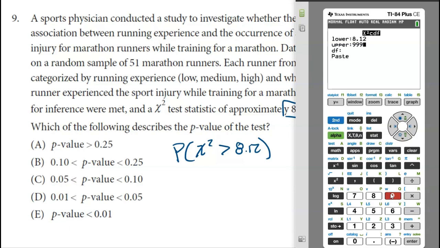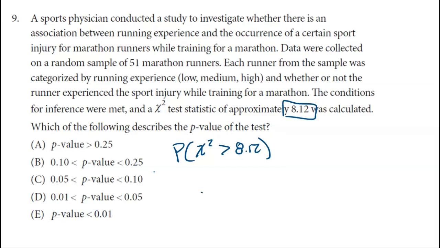Now, here's the trick. What is my degrees of freedom? So many people want to do sample size -1 or maybe sample size -2. No, for categorical data when we're working with chi-squared. So here's how we find the degrees of freedom. We have two variables. One is running experience. There's 3 categories. So we're going to take 3 categories -1.